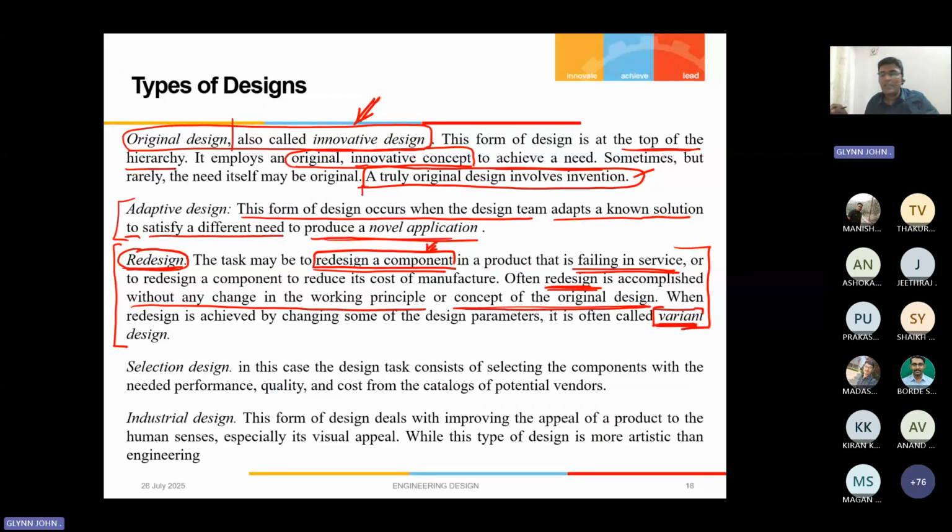So if the redesign is achieved by changing some of the design parameters, very few design parameters, you're not changing the entire looks, you're not changing everything, you're simply changing a few parameters, just one or two parameters, or just a few, that is variant design. So you can see variant design in all your motors, fans, right? In some cases, even engines, right? So all these things, you're simply taking that and changing a few parameters. With that, you get a totally new product, right? For a different segment.